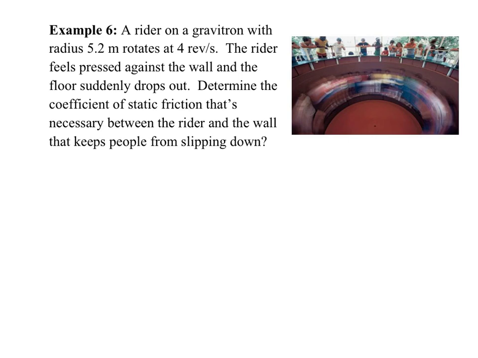A rider on the gravitron with a radius of 5.2 rotates at 4 revolutions per second. The rider feels pressed against the wall, and the floor slowly drops out. Determine the coefficient of static friction that's necessary between the rider and the wall that keeps it from sliding down.